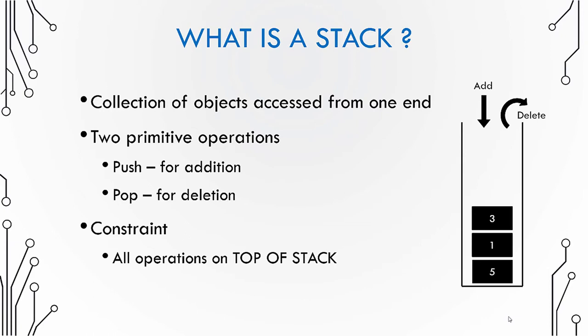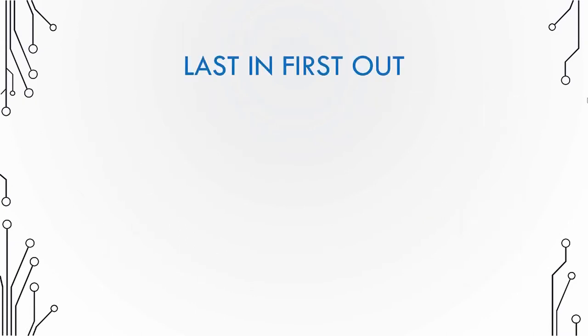So if you have to add an element, it goes from the top of stack inside the stack, and if you have to delete an element, it should always be deleted from top of the stack. That means the topmost element will get deleted. Now a stack is also called last in first out. Why? Because the object that goes in last will be out the first.